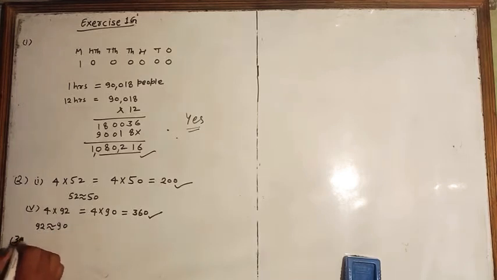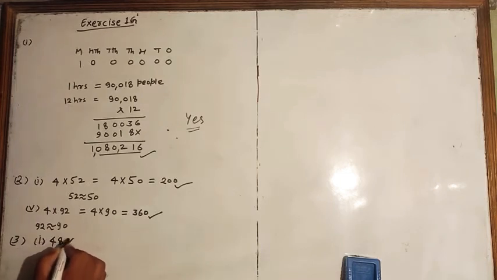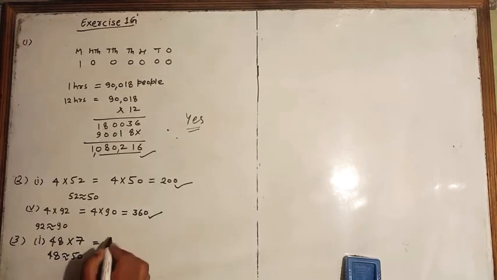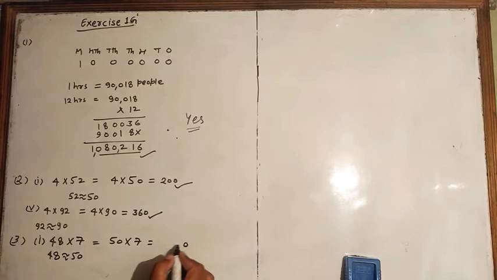Now come to question number three. Estimate the product and verify by actual calculation. First you have to estimate the product. The first part is 48 into 7. Now you know that 48 you can write as 50. What will be the product of 50 and 7? 7 into 0 is 0, 7 5s are 35, so your result will be 350. It means the answer will be 350.